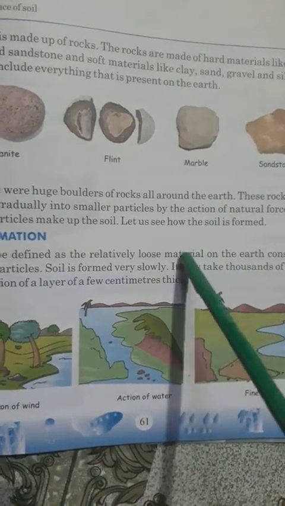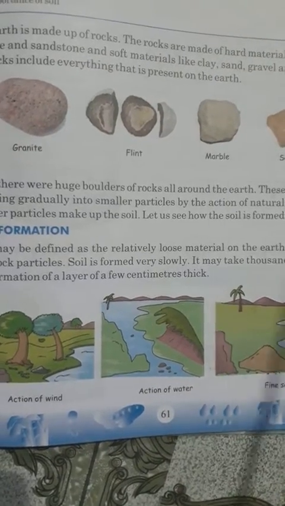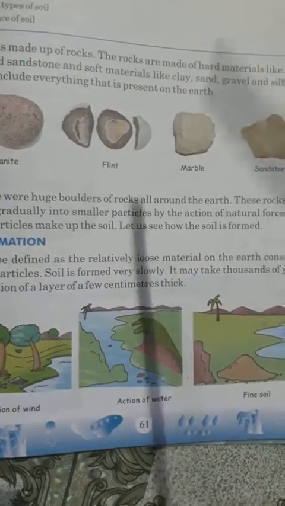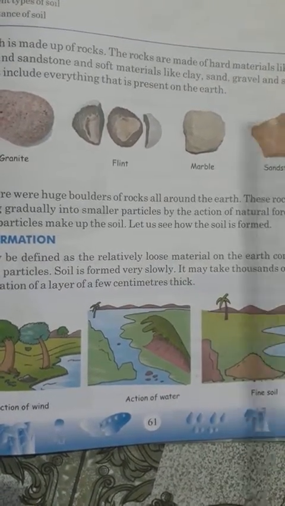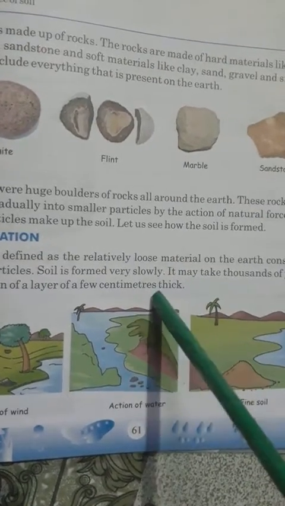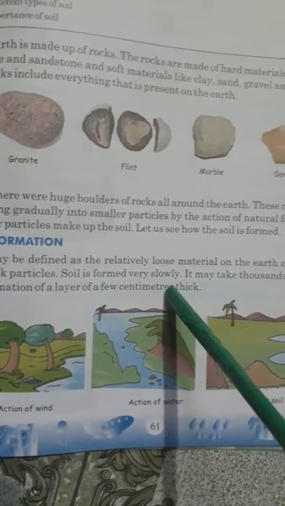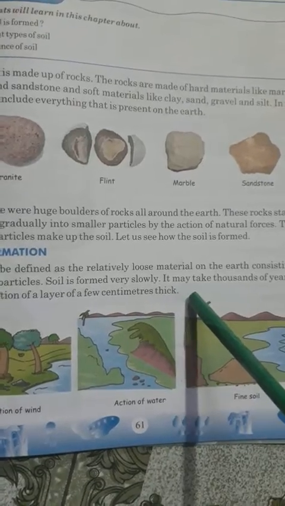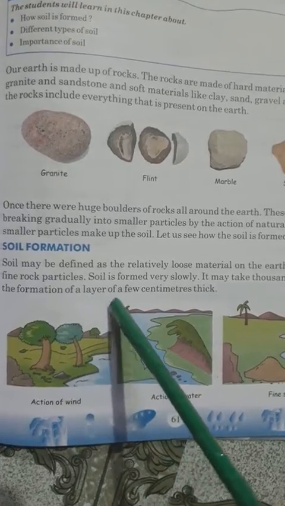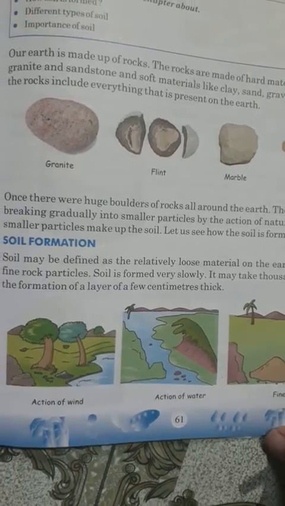Alright, we cannot say that rocks are loose, because rocks are rock. It's a piece of stone that we cannot make loose. It is not a type of cotton, alright? But soil, it is loose. We can spread the soil loosely, okay? So here it says that soil also forms very slowly, okay? And here it also says that it may take thousands of years, many years, for the formation of a layer a few centimeters thick, for the soil to form a thick layer.